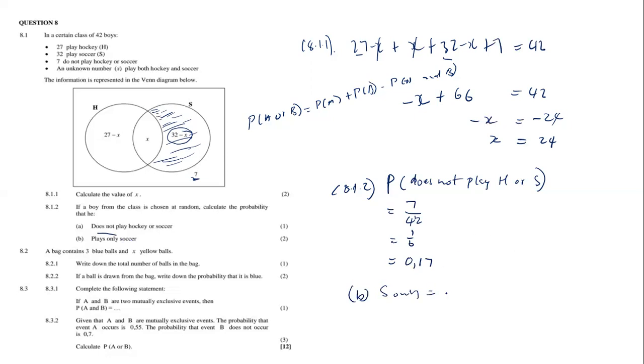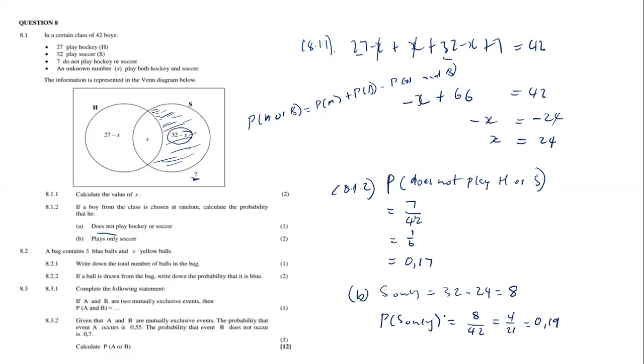So S only is going to be equal to how much? It's going to be 32 minus x. We have already determined the numerical value of x to be 24. So what is 32 minus 24? We get 8. So let us determine the probability of S only. The probability of S only is 8 over the total number of the boys in class, which is 8 divided by 42. We get 4 over 21, but decimally we get 0.19. This is the probability of soccer only.